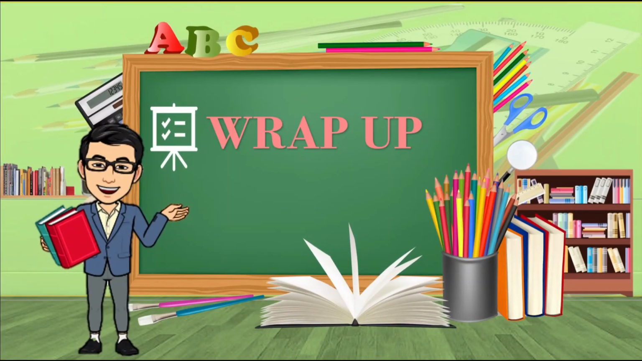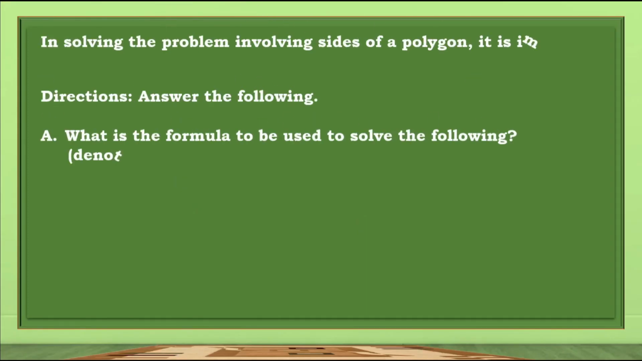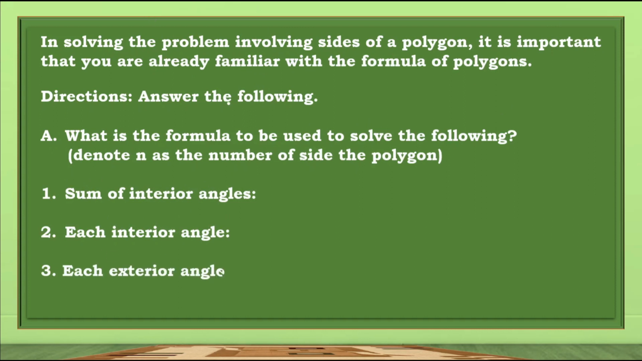Now let us proceed to a wrap-up. In solving problems involving sides of a polygon, it is important that you are familiar with the formulas of polygons. Directions. Answer the following. What is the formula to be used to solve the following? Denote n as the number of sides of the polygon. Number 1, sum of interior angles. 2, each interior angle. 3, each exterior angle.